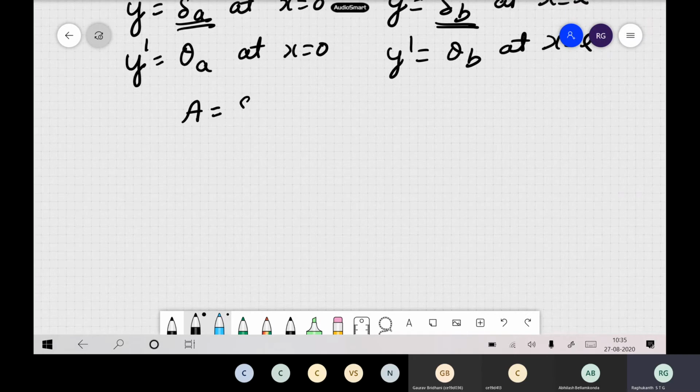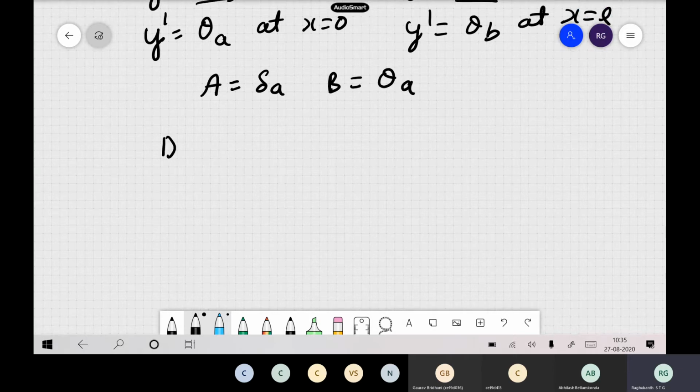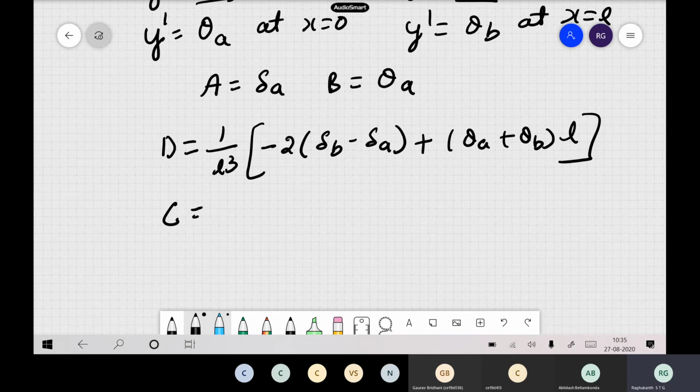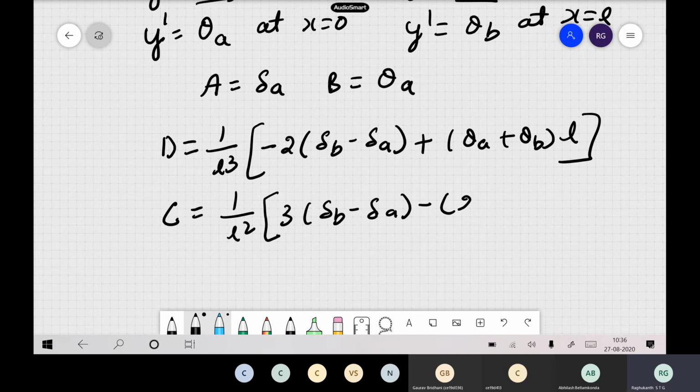So you have the constant a as some delta a, then b becomes your theta a, and your d, the constant d, becomes 1 by L cube into minus 2 into delta b minus delta a, plus theta a plus theta b into L. And the constant c becomes 1 by L square, 3 into delta b minus delta a minus 2 times theta a plus theta b into L. So these are the four constants.